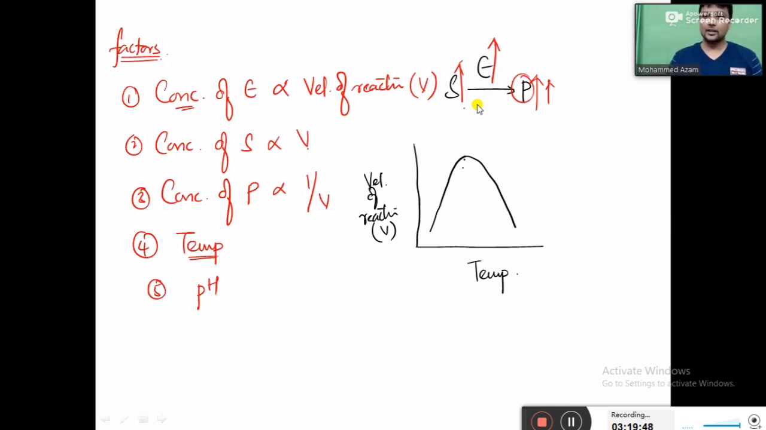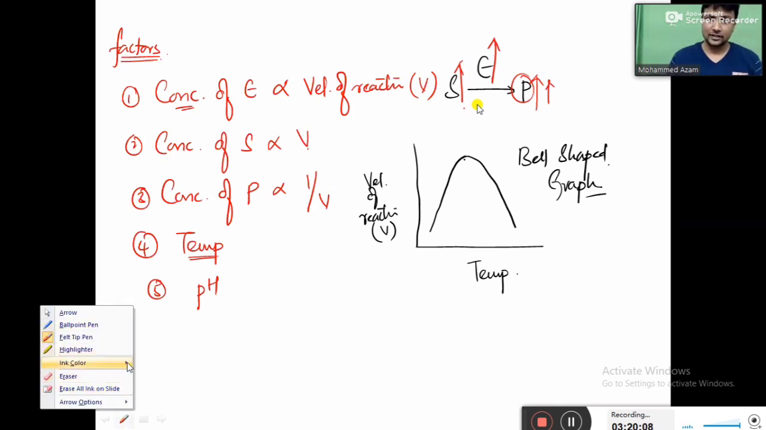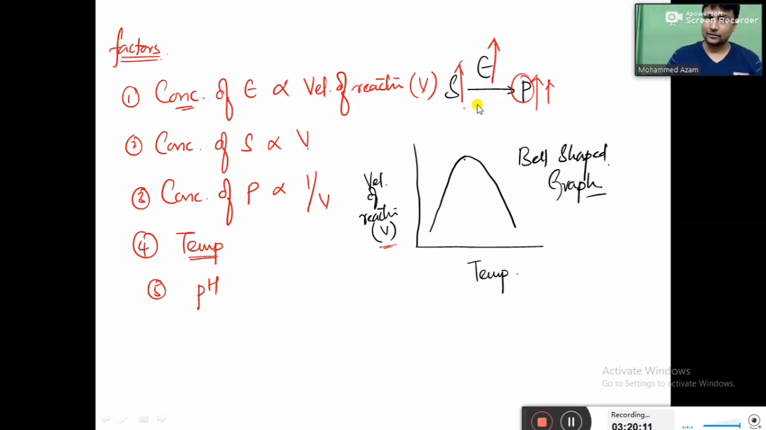So never say increase or decrease. Always say that you'll be getting a bell-shaped graph. With respect to temperature, don't say it is increasing or decreasing. Always say you're going to get a bell-shaped graph. That means it first increases, reaches a maximum, then decreases. And you can clearly see here on the y-axis we have taken the velocity, and this is the place where you are getting the maximum velocity. So this one will be known as the Vmax, maximum velocity.